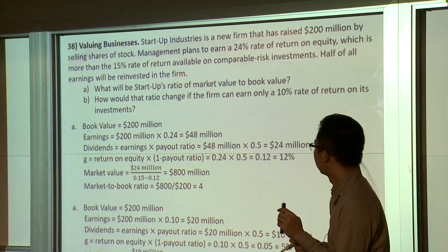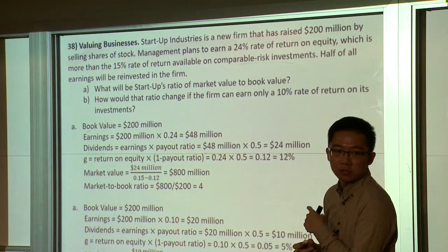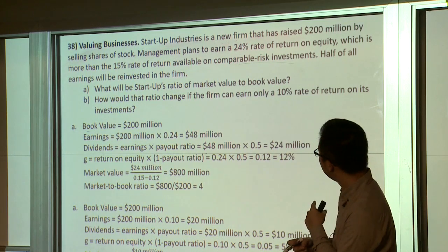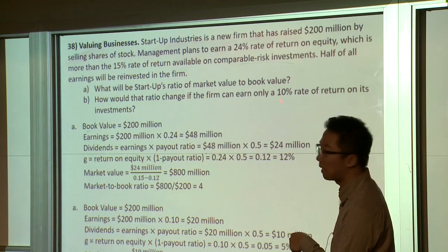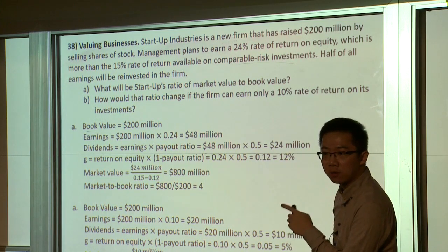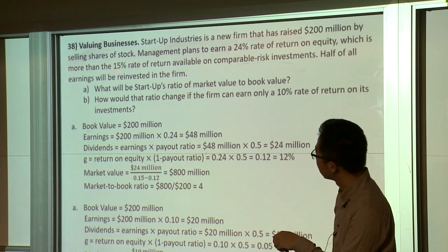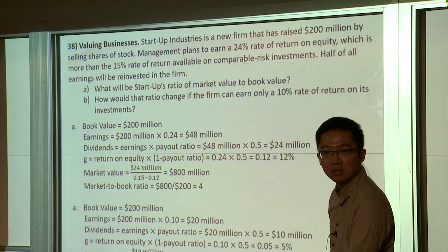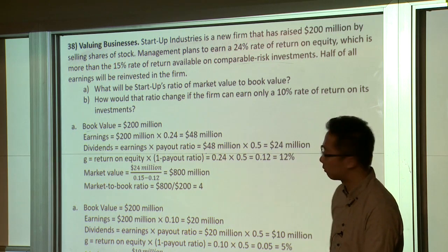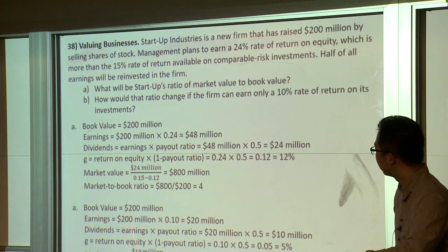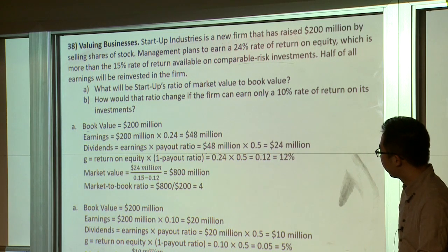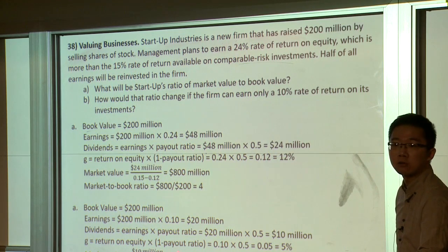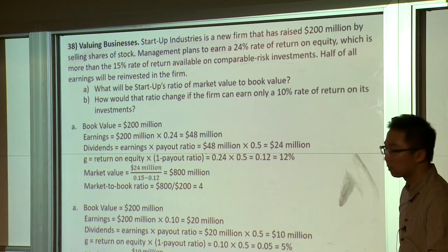Market cap. Okay. For question B, we changed a little bit. The ROE is now 10%. 10% is lower than the required rate of return of 15% from the firm. And then let's look at the market to book ratio. Follow all the same procedures. In the very end, our market value is 100 million, and market to book is 0.5.